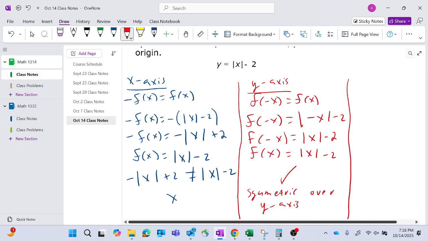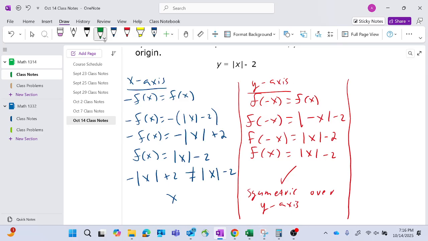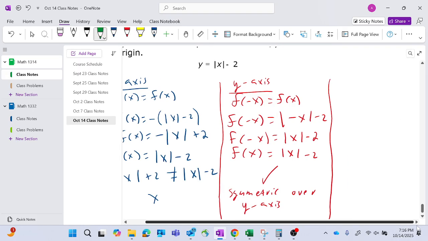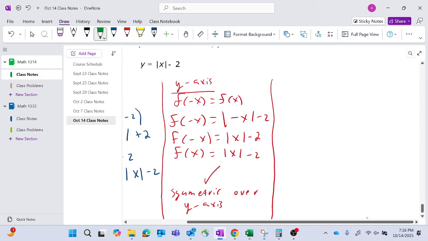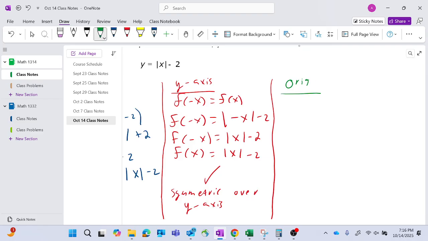And because this is a function, it can only be symmetric over one of these, not more than one. But there are some cases when you have something that's not a function and it could be symmetric over more than one. So we're going to test the origin here just to show you what it'll look like. So the origin, in this case, means negative f of x needs to be equal to f of negative x.